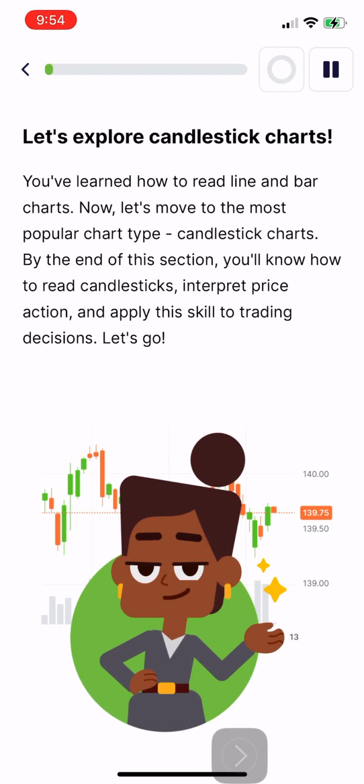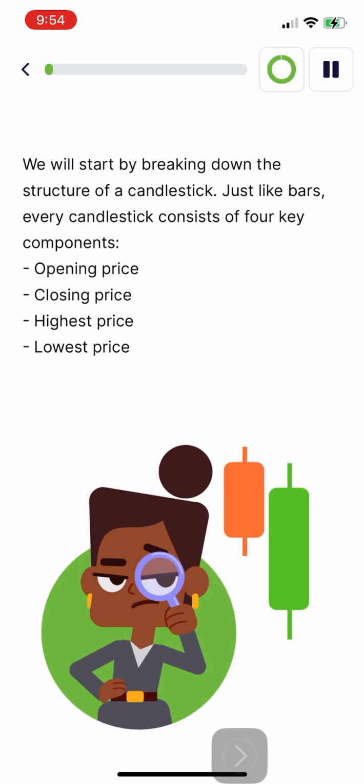Let's explore candlestick charts. You've learned how to read line and bar charts. Now, let's move to the most popular chart type, candlestick charts. By the end of this section, you'll know how to read candlesticks, interpret price action, and apply this skill to trading decisions. Let's go! We will start by breaking down the structure of a candlestick.